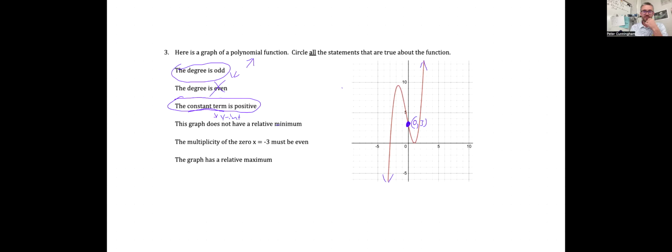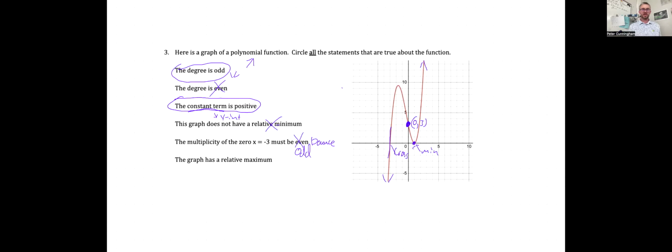The graph does not have a relative minimum. Well, relative minimum is the bottom of those dips in the middle here. So that is a relative minimum. Therefore, that's not true. Multiplicity of the zero x equals negative 3 must be even. Well, if it were even, it would bounce. Let's see what happens at negative 3. We cross. If that crosses, that means that is odd. Therefore, that's not true.